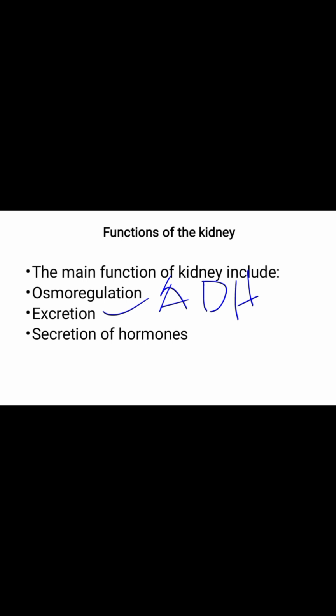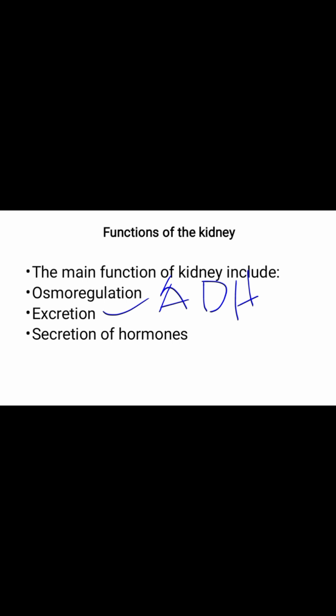So what kind of hormone does the kidney help to secrete? The kidney secretes calcitriol and also erythropoietin. These are two different types of hormone. Erythropoietin will act on the bone marrow to increase production of red blood cells, while on the other hand, calcitriol will promote the absorption of calcium from food in the intestine. So those are the functions of the kidney.